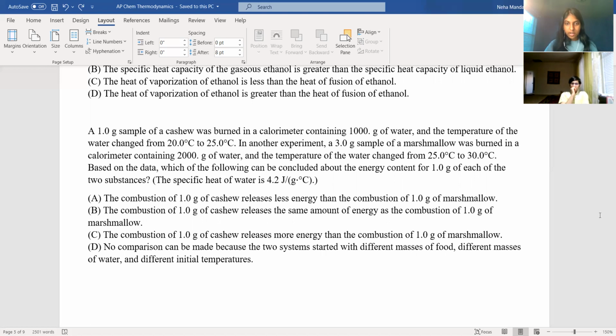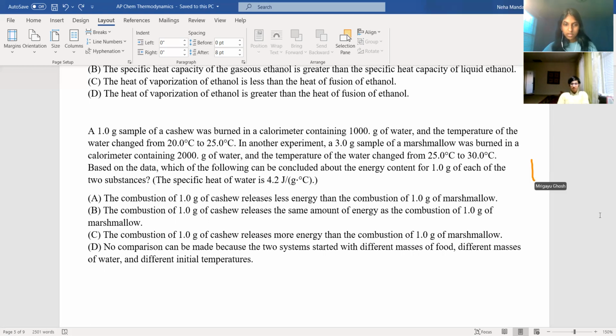And then 2,000 times, is it just 4.2 times 5 again? I think so, because it's a 5 point temperature increase. Okay, yeah. So for the cashew, it's 21,000. For the marshmallow, it's 42,000. But since the marshmallow is 3 grams, and we're looking for 1 gram of each, you do 42,000 divided by 3. You get 14,000.